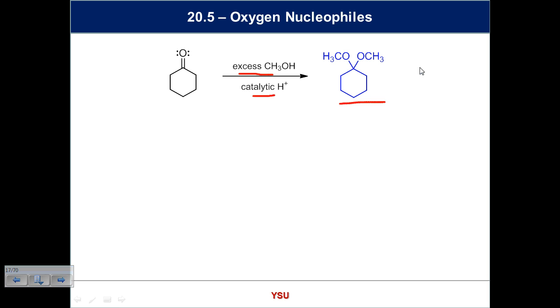That dimethyl acetal of cyclohexanone is then a protected form of cyclohexanone. And something you ought to be aware of is the fact that this carbon here has not changed its oxidation state. On the left, it's bonded twice to O. On the right, it's bonded twice to O. It has not changed its oxidation state. It's still the same oxidation state, and that's key.